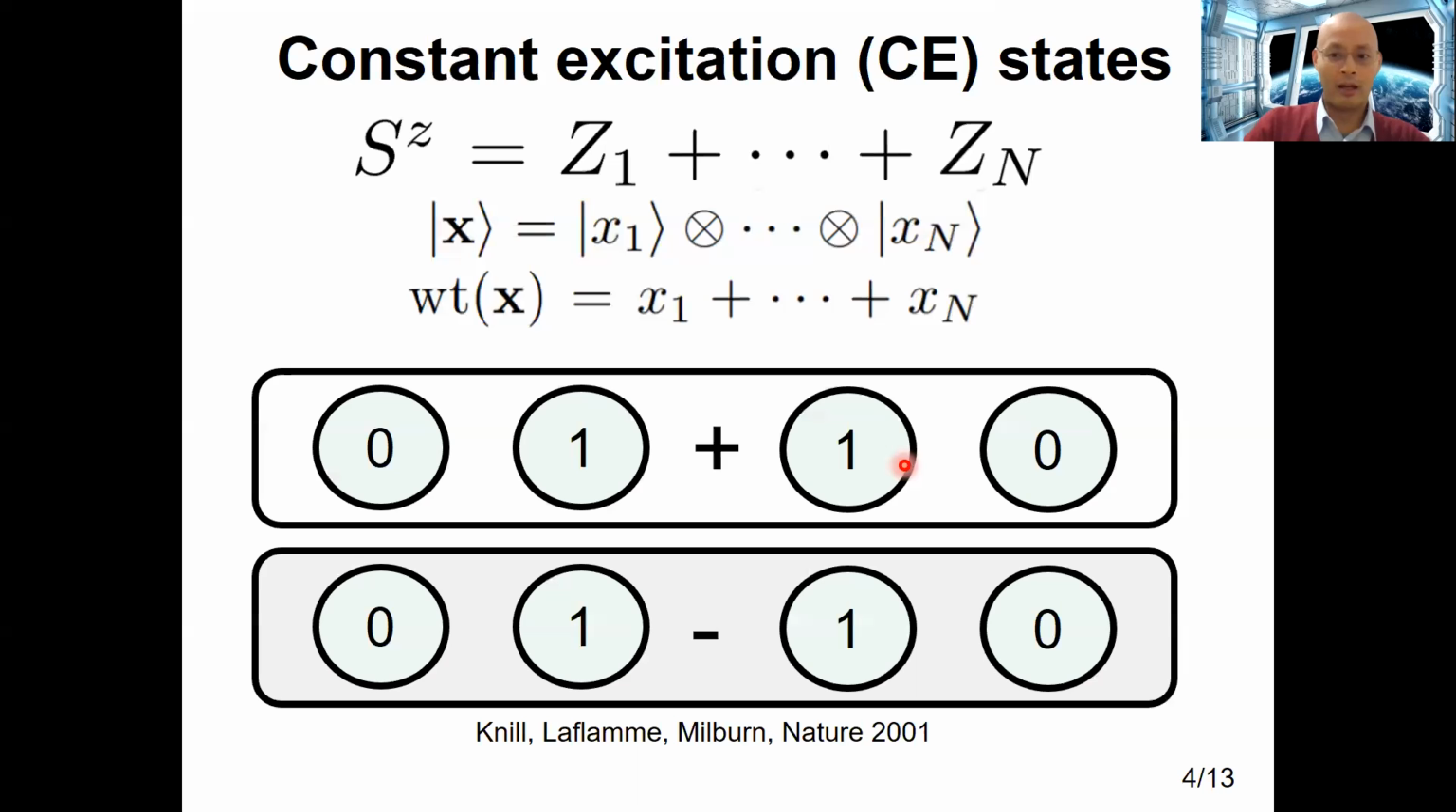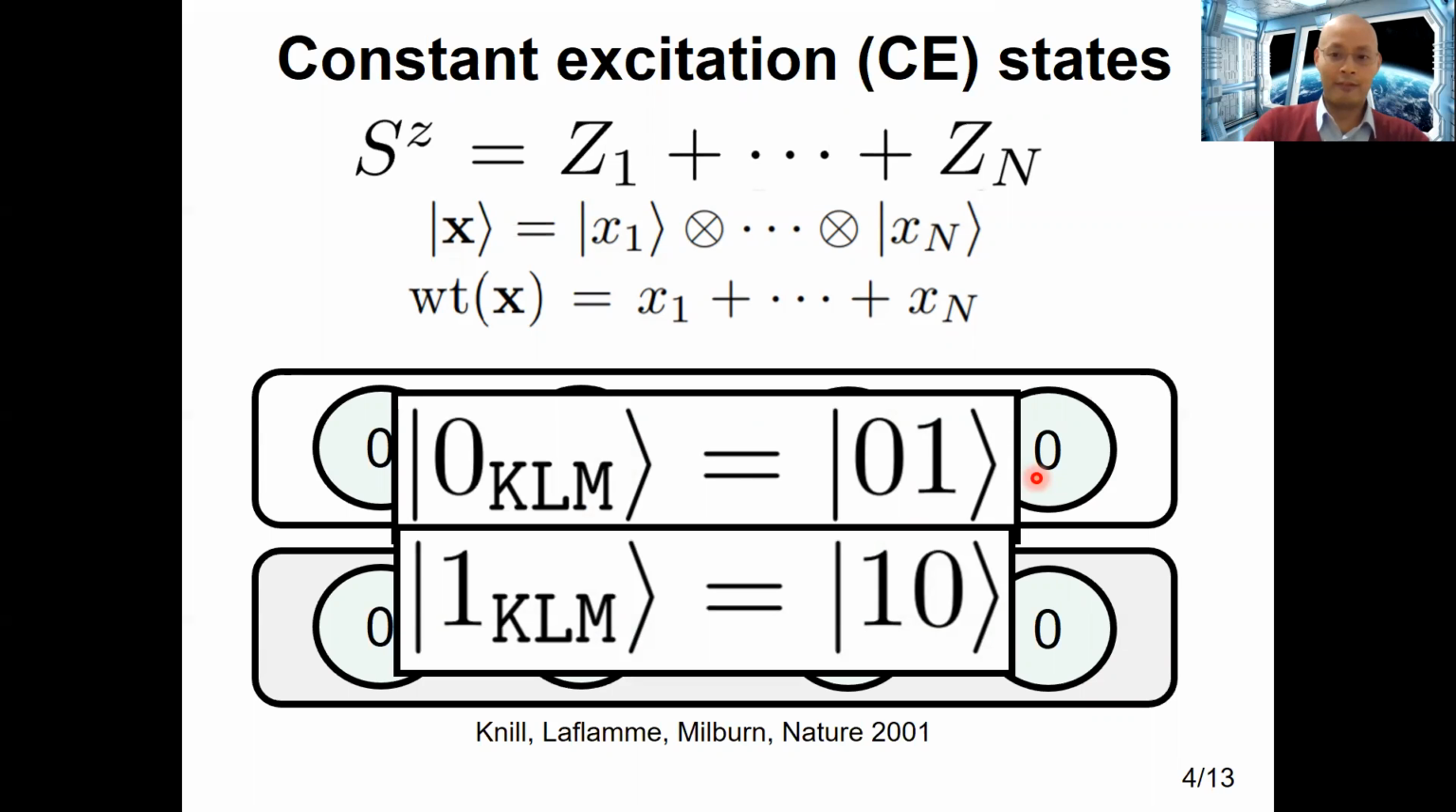These codes are codes that are comprised of constant excitation states. These constant excitation states are just superpositions of computational basis states where the weight of these binary bit strings is a constant. For instance, if you have 2 qubits, you could have a constant excitation state with excitation number of 1. In this case, you can see you just have code words with Hamming weight of 1, and you can have superpositions of code words with Hamming weight of 1. And these are constant excitation states.